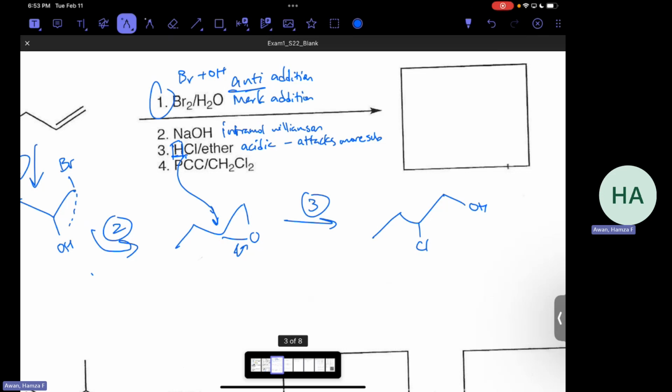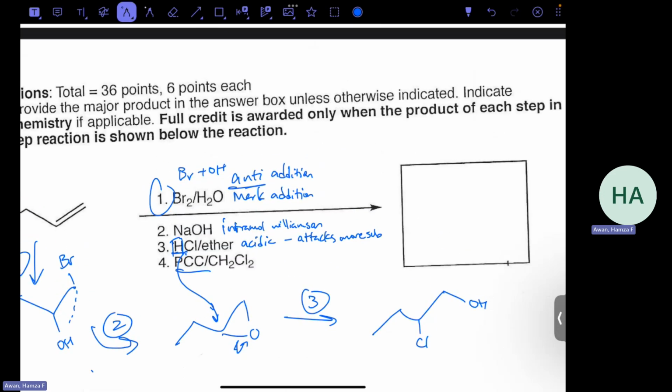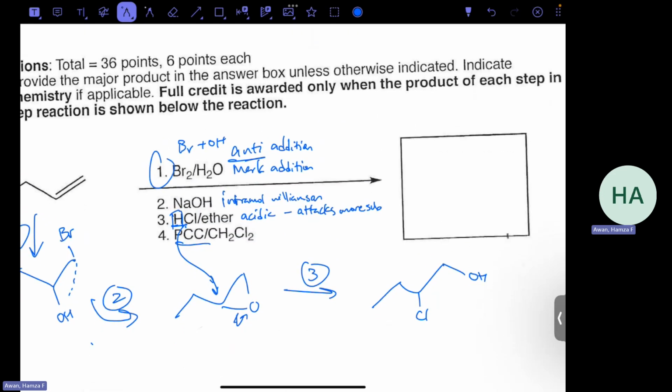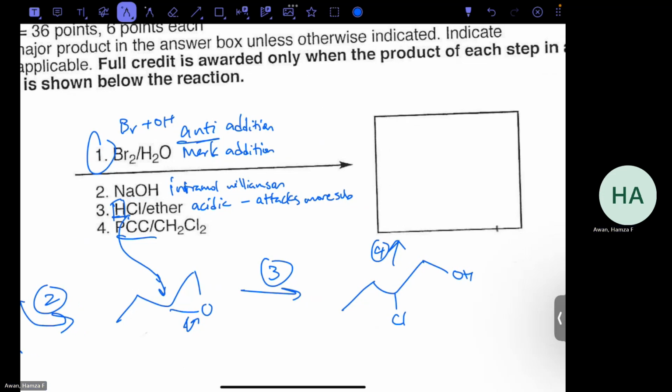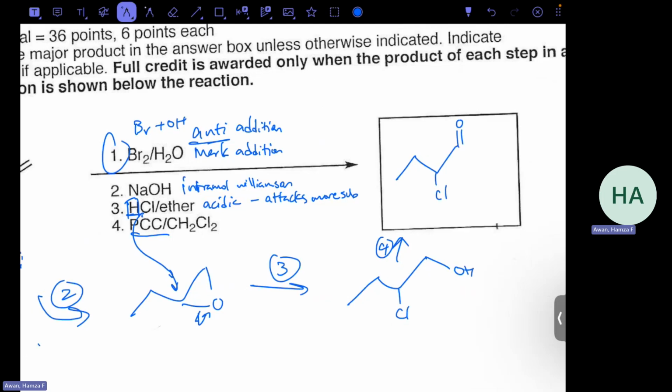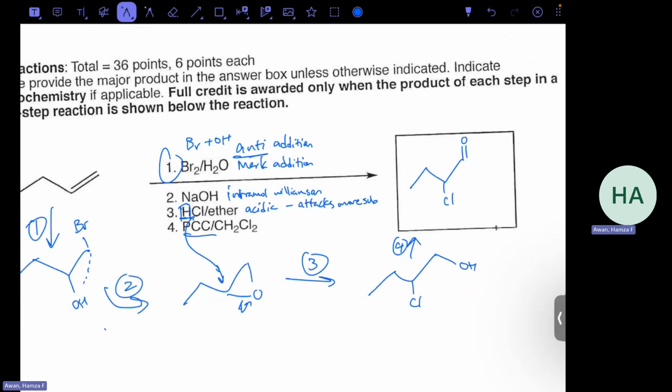And then lastly, we have PCC. PCC is a weak oxidizing agent. And whenever a weak oxidizing agent goes onto a primary alcohol, we have an aldehyde forming. So lastly, just this double bond O, and that Cl is still there. Any questions on that?